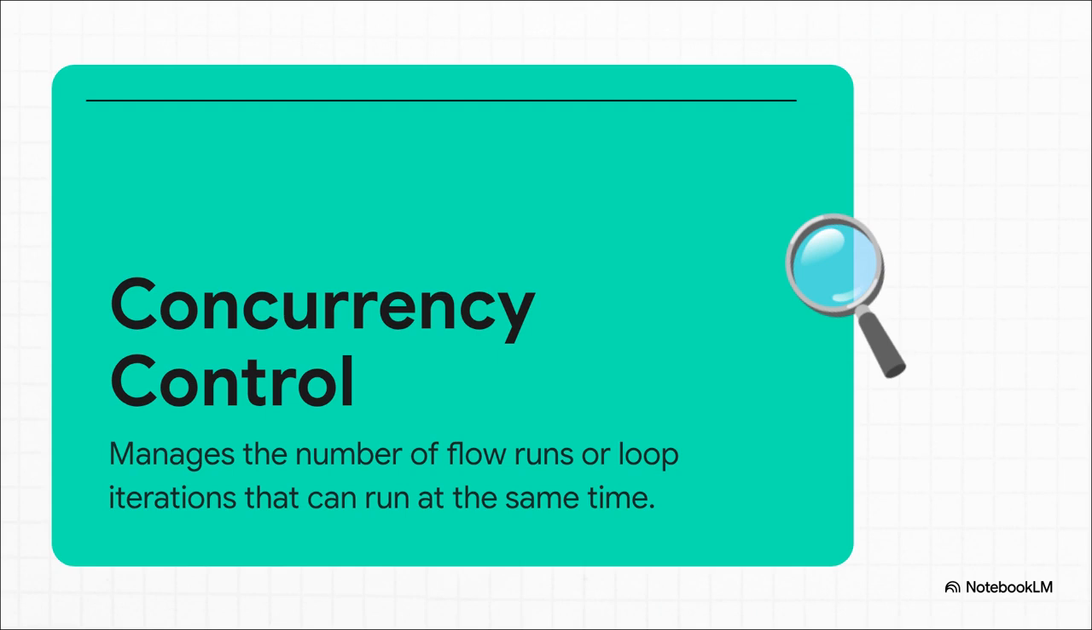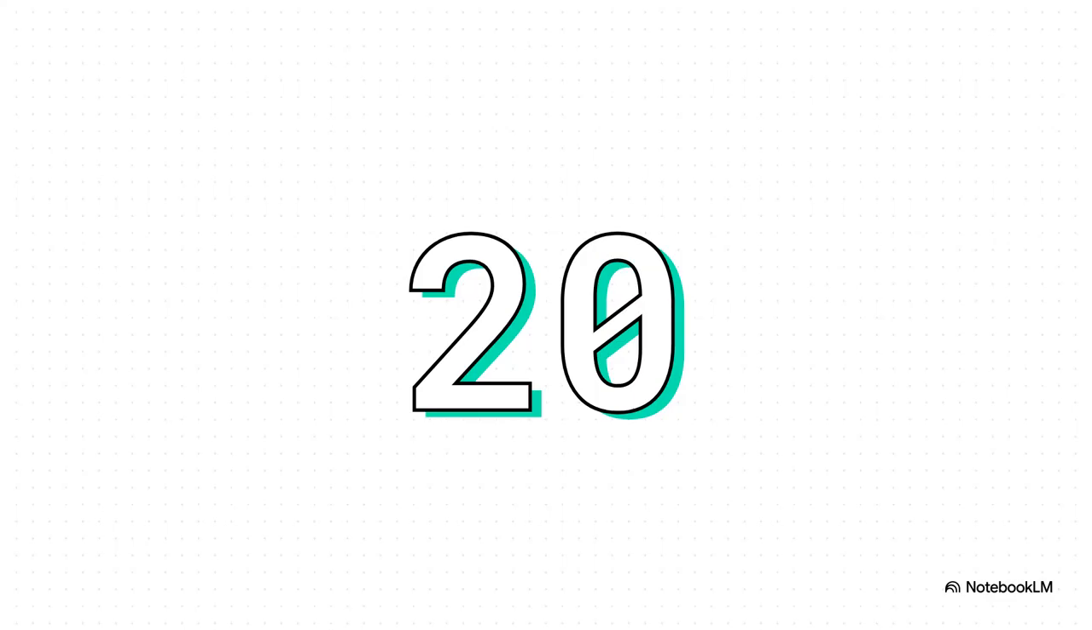Concurrency control is the setting that lets you decide how many of those items run in parallel. It's this powerful little knob you can turn to perfectly balance performance and reliability. So, what's the default? 20. That is a fantastic number to have in your back pocket for an interview. By default, an apply to each loop can process up to 20 items at the same time. Now, you can crank that number up for more speed, or you can dial it all the way down to 1 if you need things to happen in a specific order, one by one.